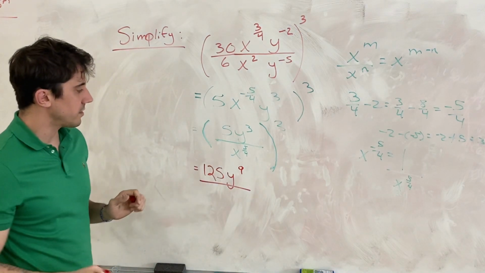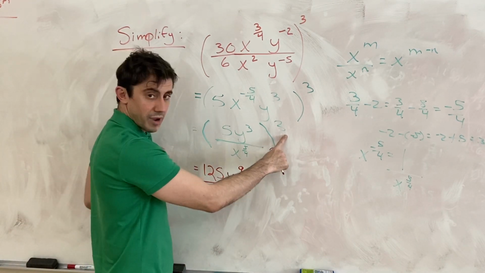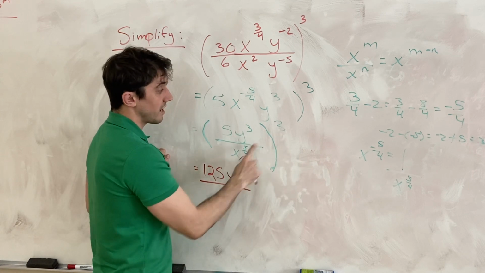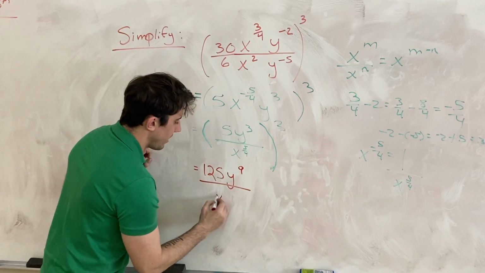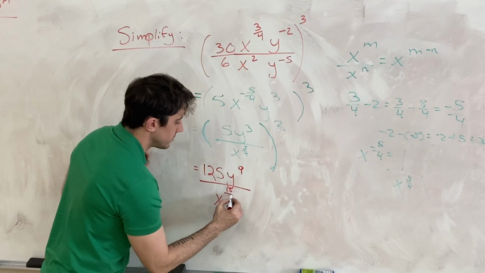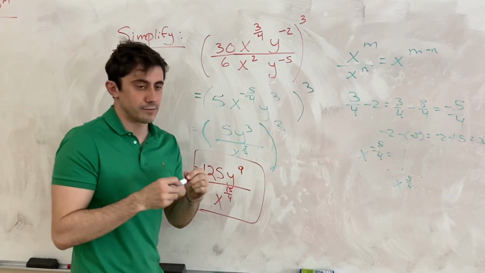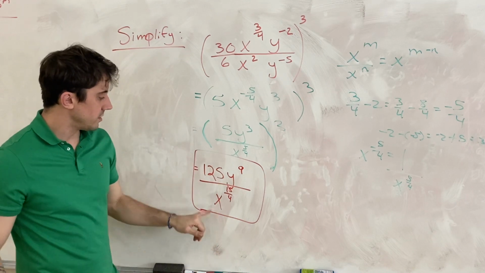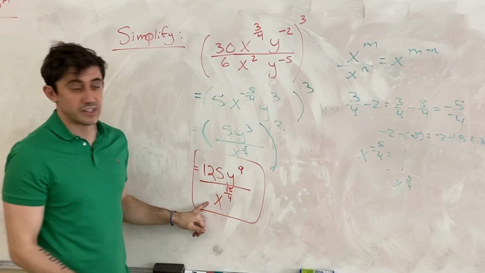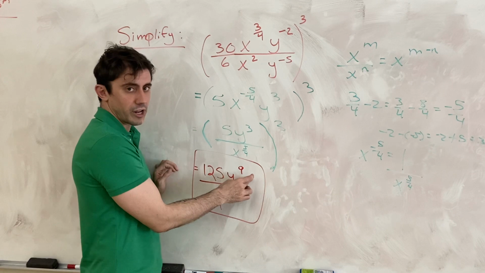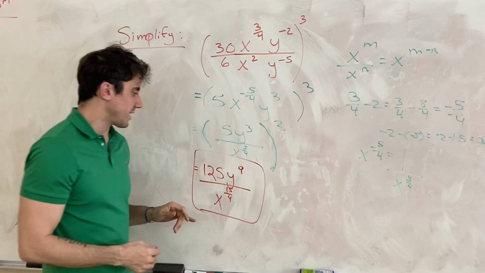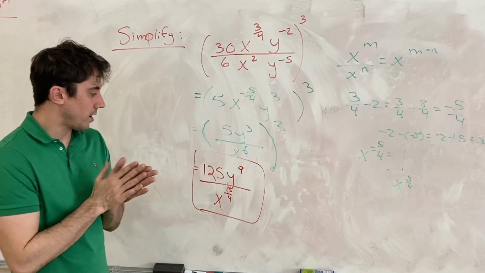And in the denominator, we again have a power to another power. So we have 5/4 times 3, meaning we have x to the power of 15 over 4. And this would be our expression in simplest form. We could also write the x as the power of negative 15 over 4 if we wanted it to be in the numerator with a negative exponent. But again, we typically would opt to write it like this.